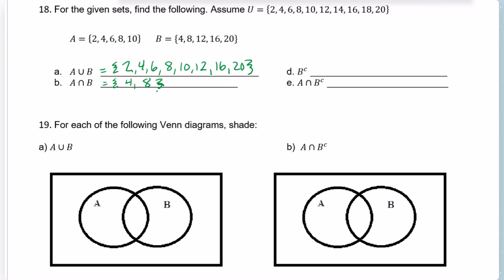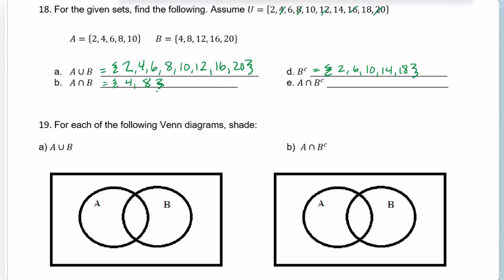All right, B complement is everything in the universal not in B. So if I were to come up to the universal and just take out B's 4 and 8 and 12 and 16 and 20, then from the universal that leaves 2, 6, 10, 14, and 18. So remember, the complement is everything not in B, but still within my defined set, the universal set I'm working on.